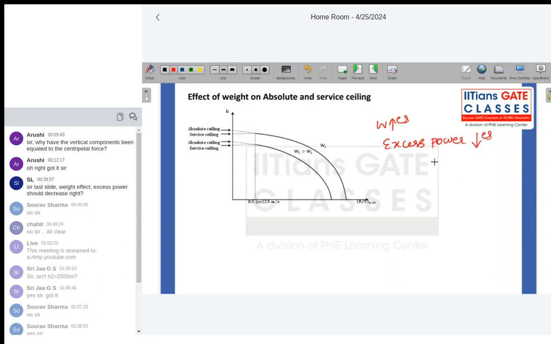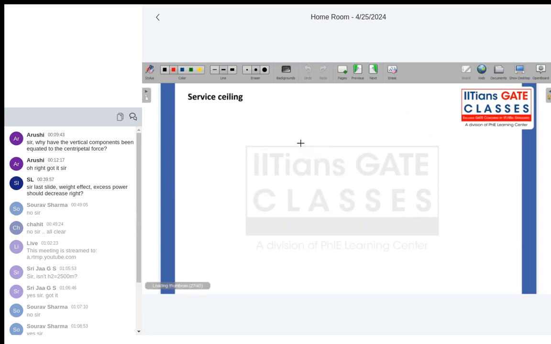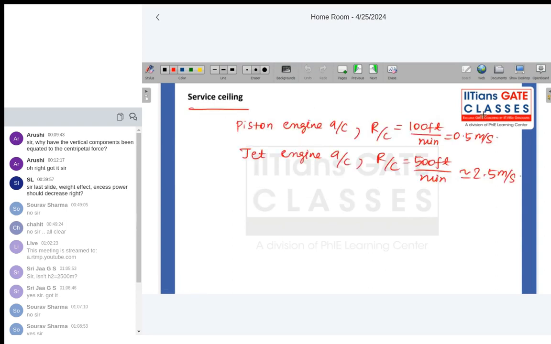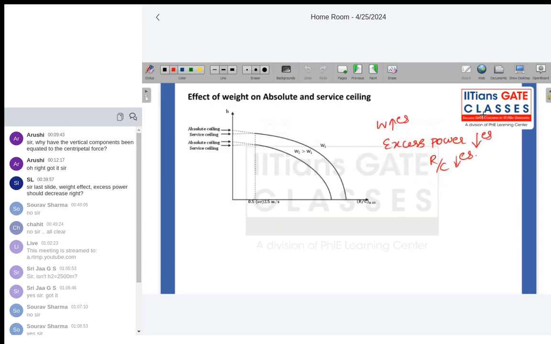When excess power decreases, your rate of climb decreases. Which means that when weight got increased, even at the lower altitude, you would have reached the rate of climb for any given aircraft to be equal to this value. So that means even at the lower altitude itself, you would have reached absolute and service ceiling. So this was when weight equal to 500 kg. This was your absolute and service ceiling.